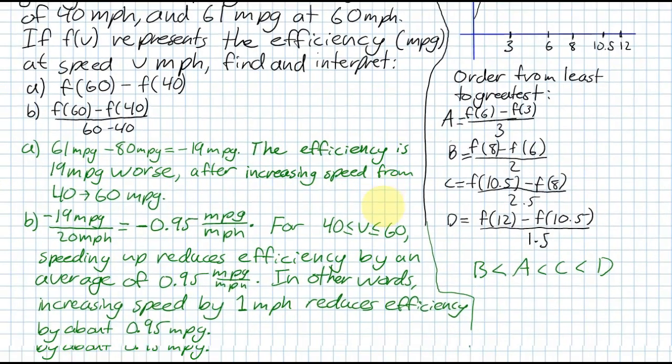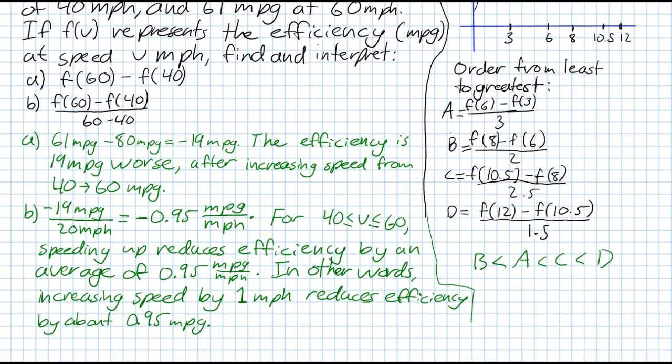In B, same idea. The top is the same, negative 19 miles per gallon divided by 20 miles per hour. Now this is a weird sort of number. You don't usually see numbers with these units. You've seen miles per gallon, you've seen miles per hour, but now this number represents negative 0.95 miles per gallon per mile per hour. Maybe we can write that as MPG per MPH is what this is. And let's think about what this means.